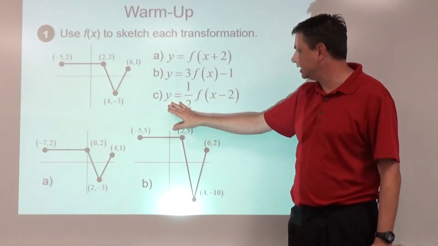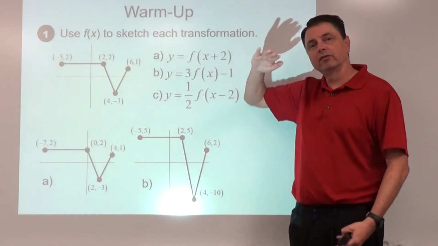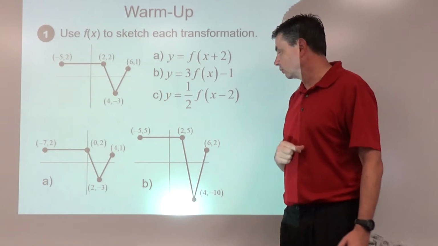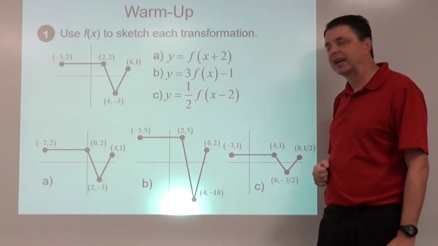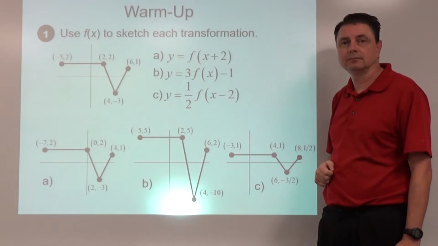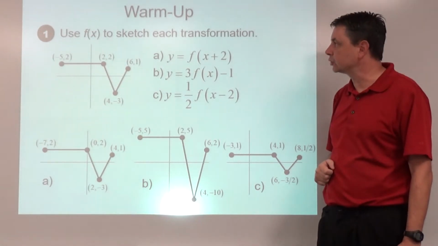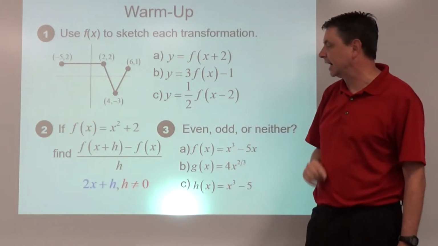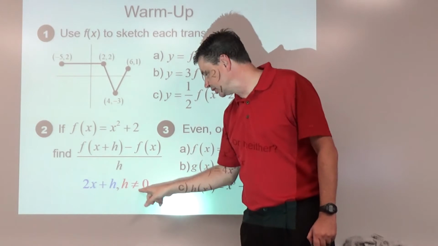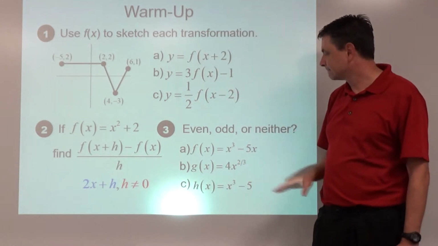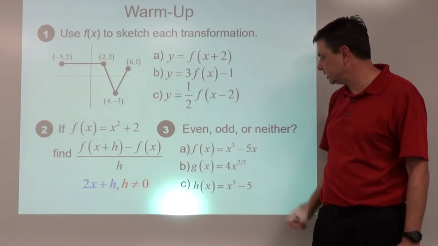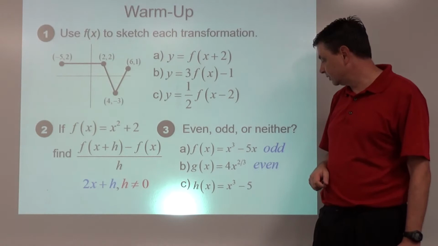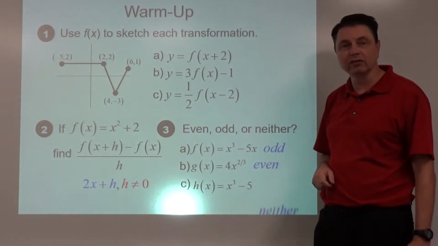And then for part C, we're going to vertically shrink by a factor of 1/2 and shift 2 to the right. For number 2, practicing a difference quotient problem, you should have gotten 2x plus h, where h cannot be 0. And then even, odd, or neither on these. We've got odd for f of x, even for g of x, neither for h of x.